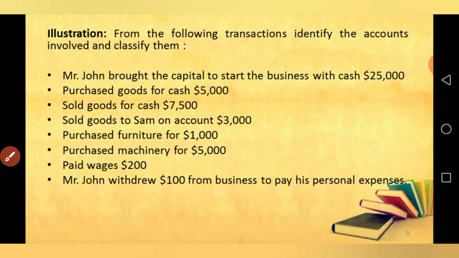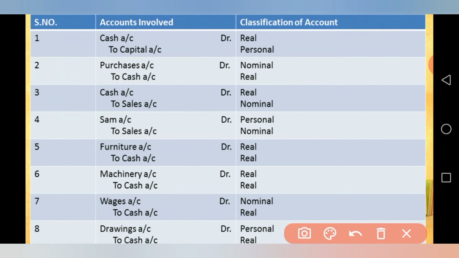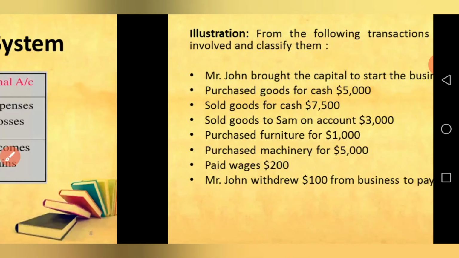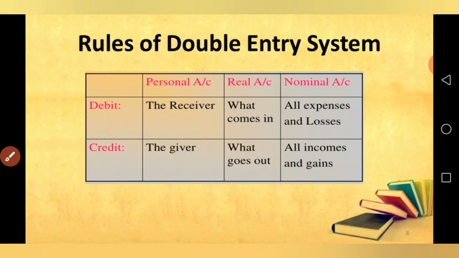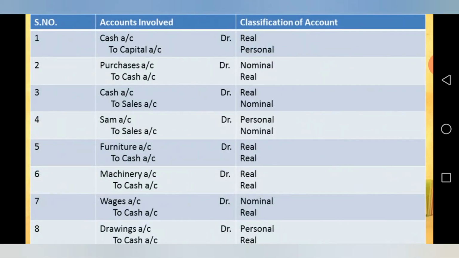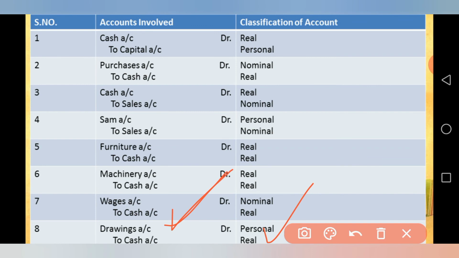Lastly, it is said that Mr. John withdrew $100 from business to pay his personal expenses. So the two accounts involved are drawings and cash. Drawings is a personal account. So, what is the rule for the personal account? It is debit the receiver. John is receiving something because he is withdrawing something from the business. Hence, it has been debited. And what is going out? Cash. It's a real account. It's going out. Hence, it has been credited.